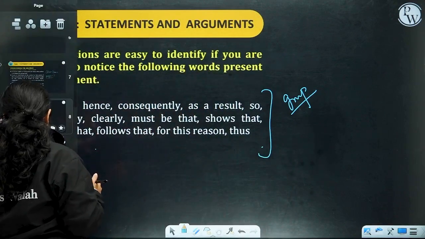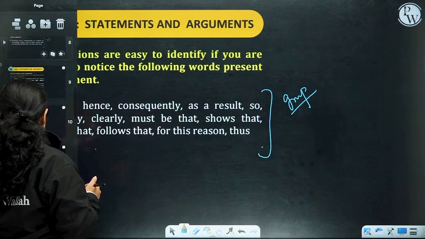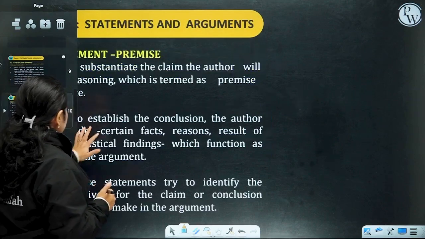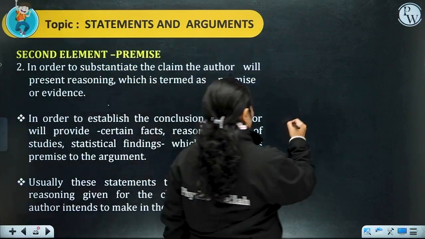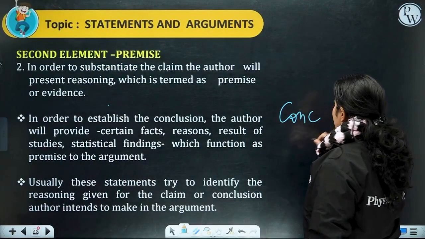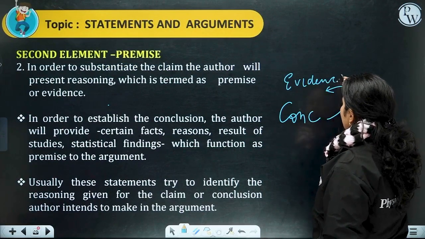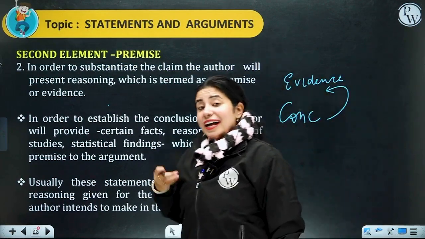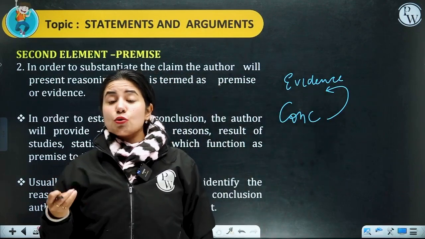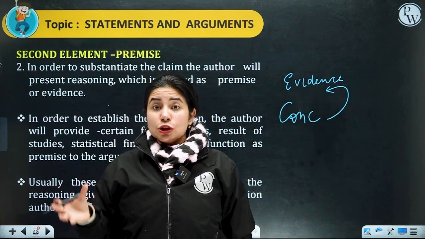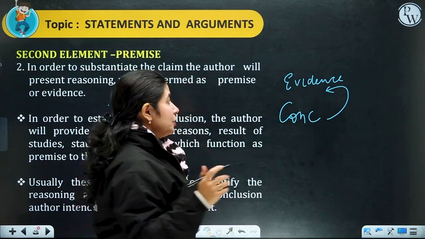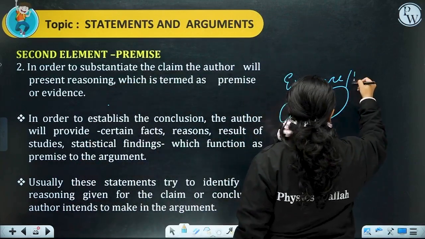Now, the next part is the premise, right? So what is a premise? The author is trying to establish the conclusion, but how would he establish the conclusion? He has to provide some supporting statement. He has to provide some information that is going to substantiate the claim. So that particular statement we term as evidence or premise, right?